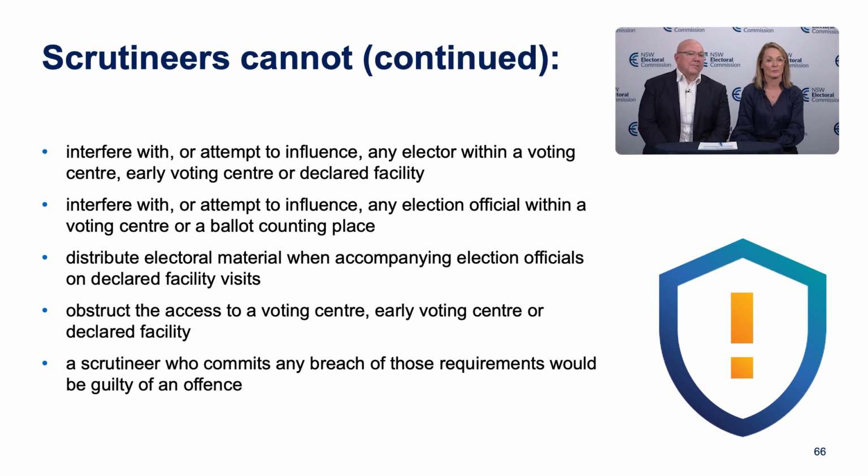Scrutineers may not interfere with or attempt to influence any elector. They may not interfere with or attempt to influence any election official. They may not distribute electoral material when accompanying election officials, or obstruct the access to voting centres, early voting centres, or a declared facility. And a scrutineer who commits any breach of these requirements may be guilty of an offence.